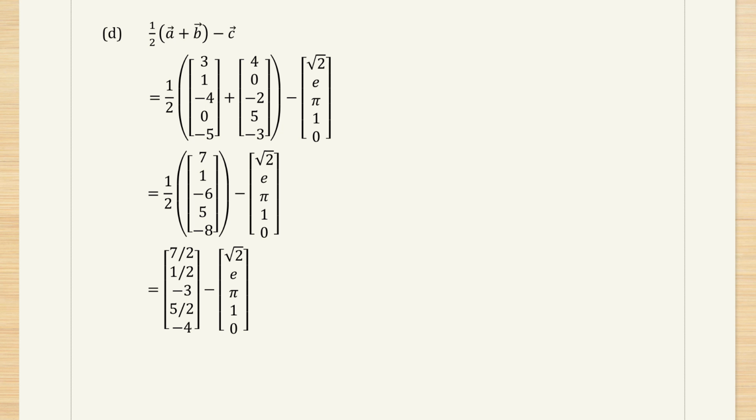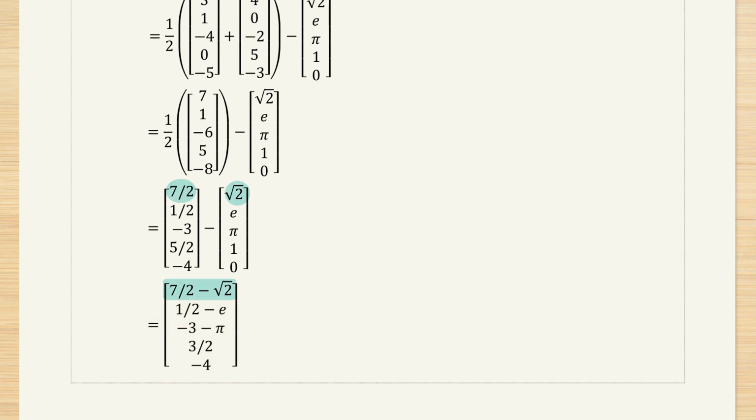subtract C. Since C has a bunch of weird, irrational numbers, we can't really simplify it. We just have to subtract component by component. 7/2 minus root 2, half minus e, -3 minus pi. 5/2 minus 1, we can simplify that. 5/2 minus 2/2 is 3/2. -4 minus 0 is -4.